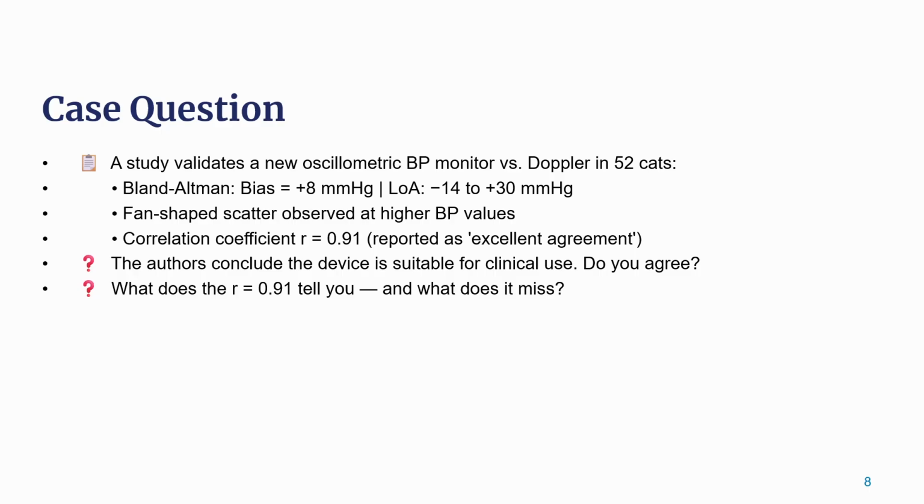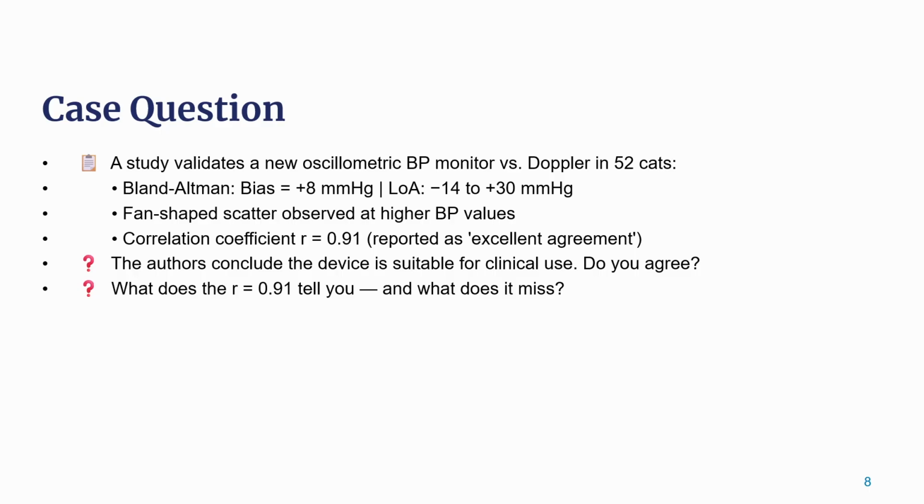You could have R equals 1 with a 30 millimeter mercury systematic bias if every oscillometric reading is exactly 30 millimeters mercury higher. Now look at the Bland-Altman. Bias is plus 8 millimeters mercury. The oscillometric device reads 8 millimeters mercury higher than Doppler on average, already a concern for a cut point of 160 millimeters mercury. But the LOA are negative 14 to plus 30 millimeters mercury.